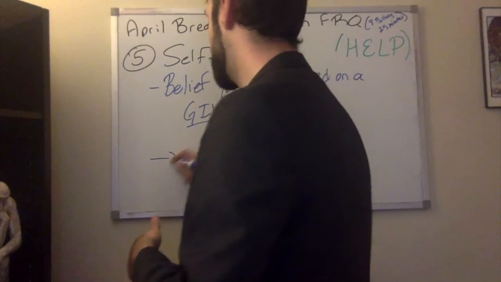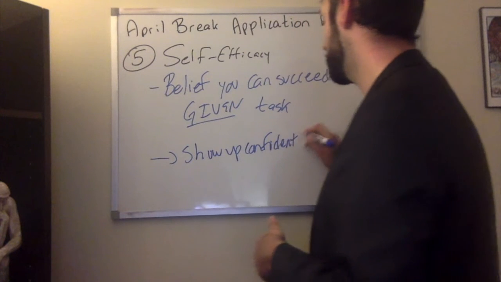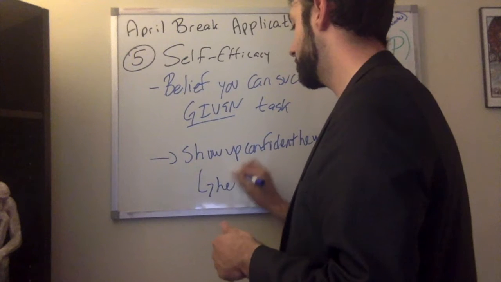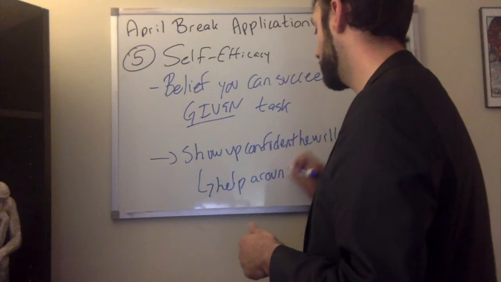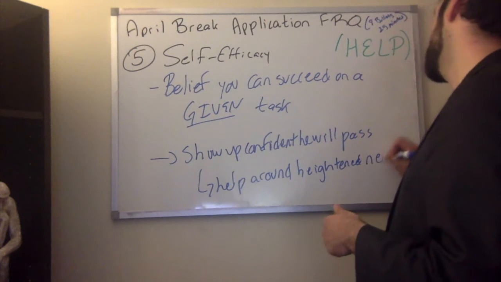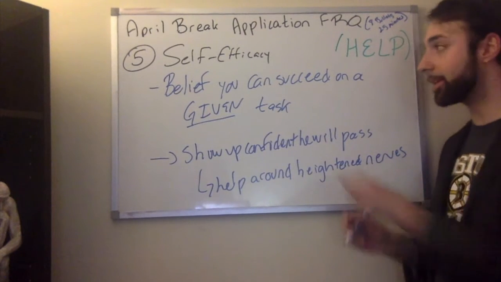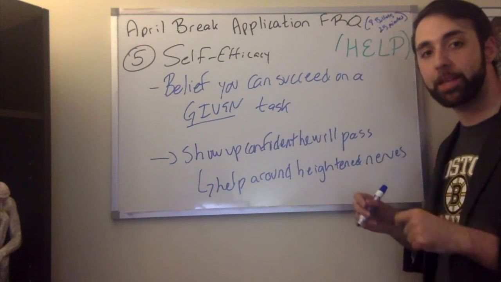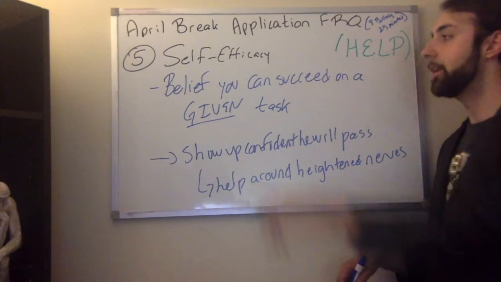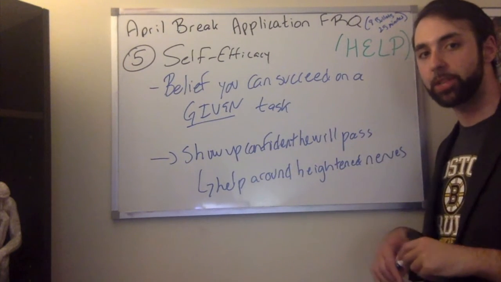So, for example, Shamar might show up confident he will pass, which could ultimately help him avoid heightened nerves, which will subsequently allow him to focus and do well on the exam. Why? Because he has high self-efficacy. He showed up to the exam telling himself, I can do well on this, I've studied, I am confident in my ability. I believe I can succeed on this very specific task, the test he is taking.